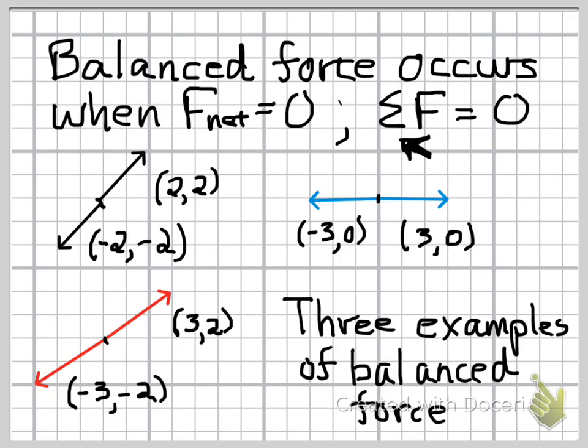So I have objects that are shown as little black dots, and for each of these objects you have vectors that are the same magnitude but opposite directions, and so the net force on each of these little black dot objects is 0. These are all examples of balanced force, where the net force is 0.